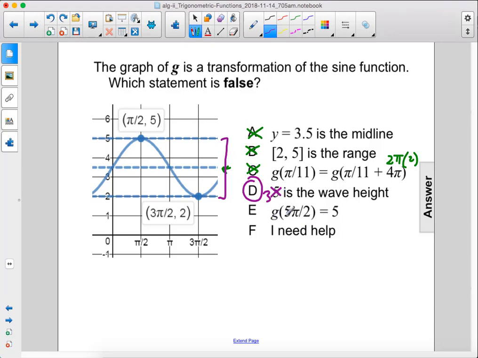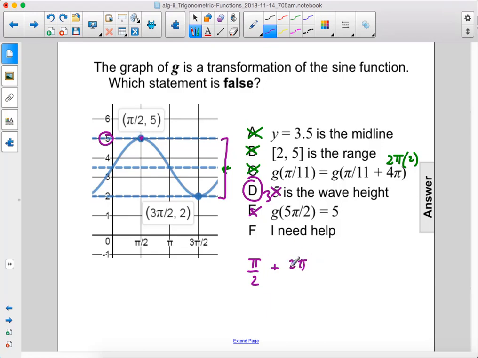And here we have g of 5 pi over 2 equals 5. In the same way that we know this is true, we know that this is true. And that's because g of 5 pi over 2 is going to have the same value as pi over 2. And here we see that that value is at 5. The reason why that's true is because all we've done is taken pi over 2 and added 2 pi, which you can do. As long as it's a multiple of 2 pi, it's going to have the same y value.